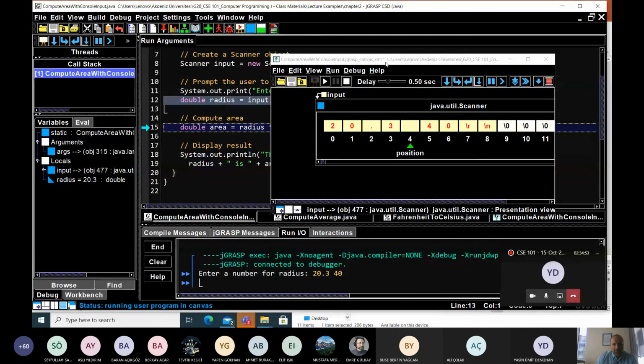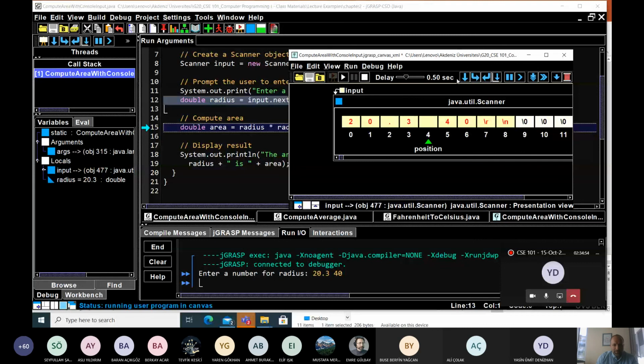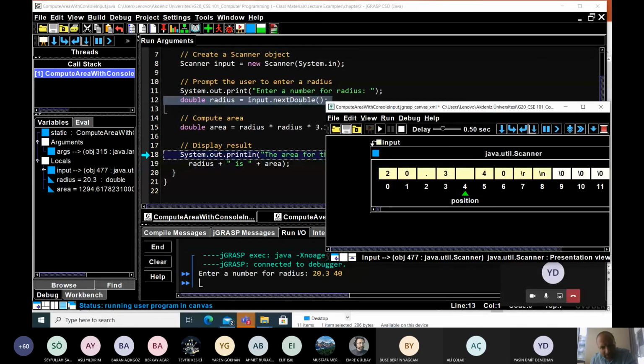Now you might think, wait a second, what just happened? Hey, 20.3 space 40, that's not a number. Why did it accept it? I don't understand what happened. When the next double method is done, or next int, or any of these, it's going to read characters until it reaches what's called a white space character. A white space character is anything that if you were to print it on a piece of paper, it would not use any ink. So a space is a white space character. A new line, like a return, is a white space character.